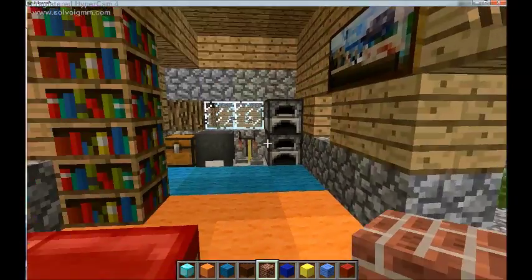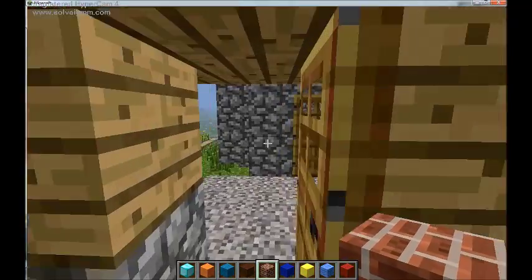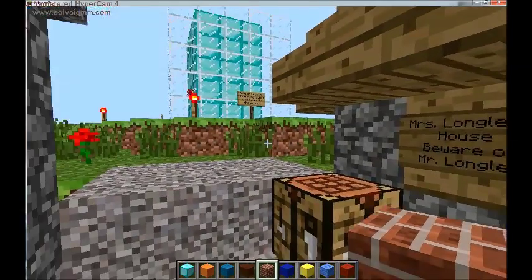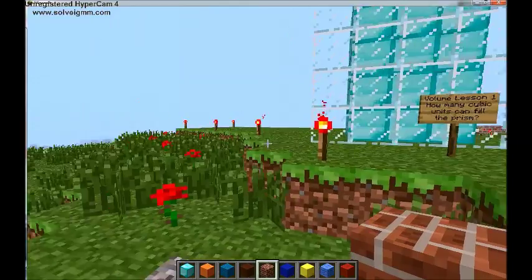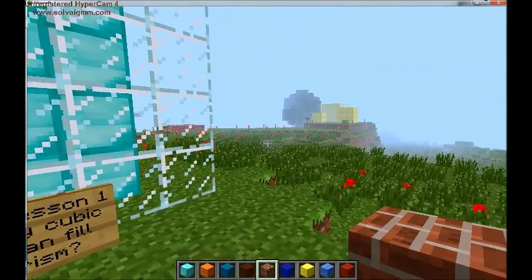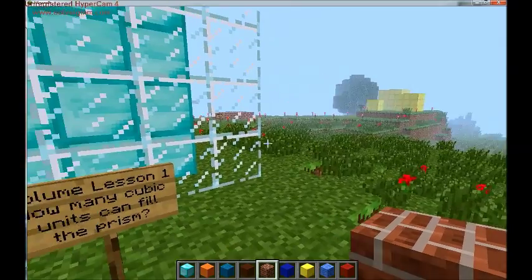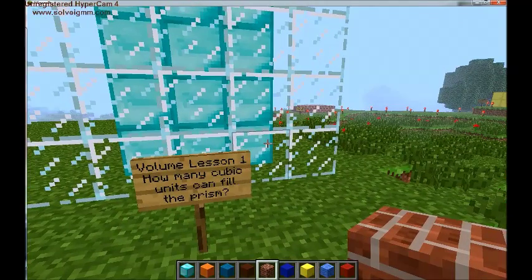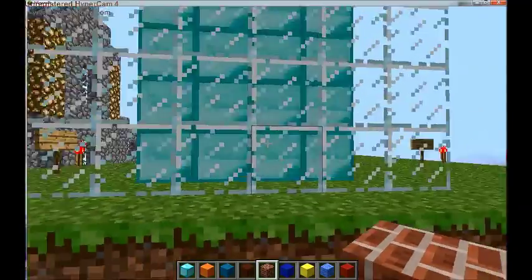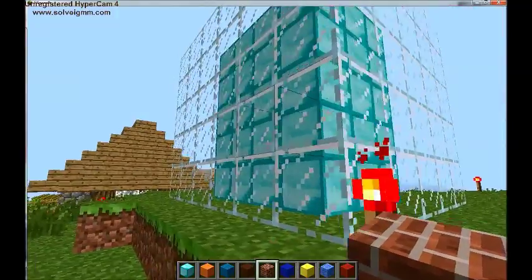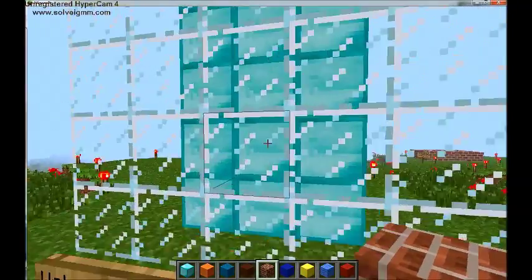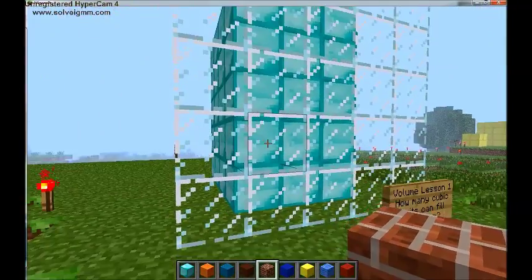This is Mrs. Longley, and what we're going to do today is have a little mini lesson over volume. So keep your objective for the day in mind as we learn a little more about math. Here we go. In front of us we have a glass enclosed rectangular prism, and we're going to try to find the volume of that rectangular prism.